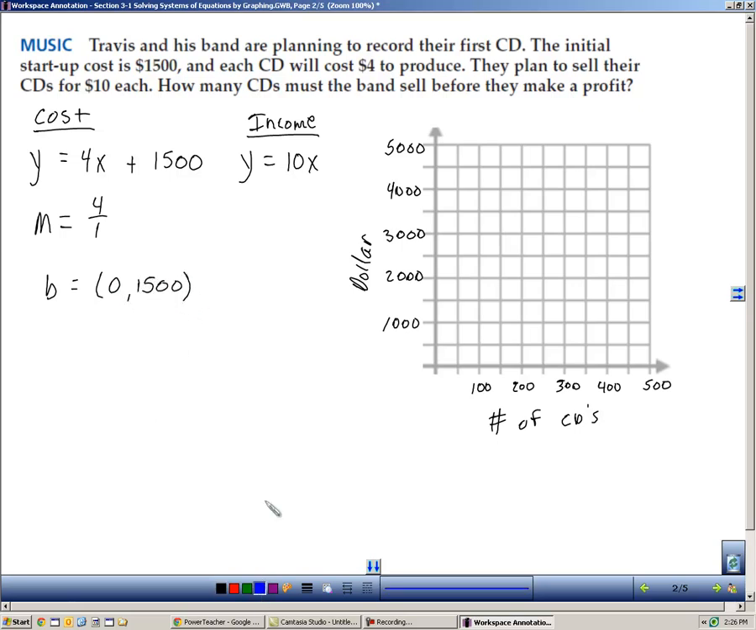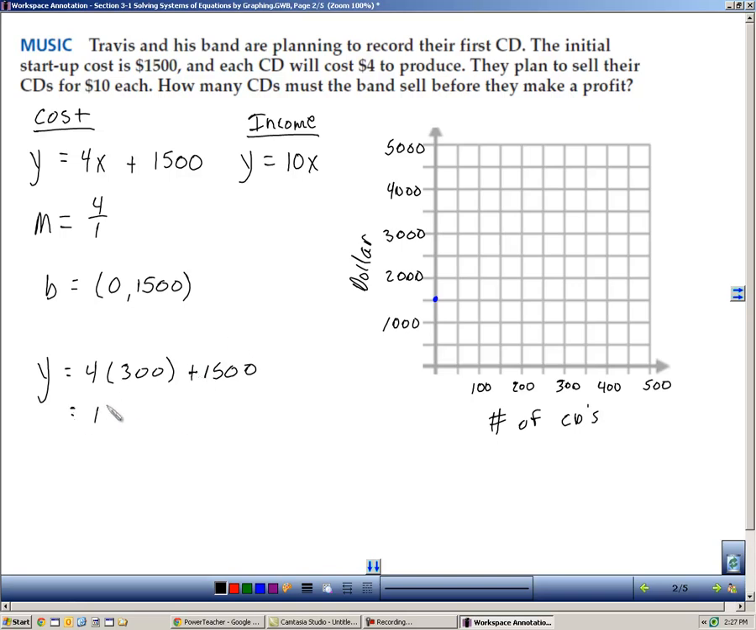Now it's easy enough to find 0, 1,500. That's right here. So that point's easy. Now, doing a rise of 4 over a run of 1 is difficult, especially when we have units that are so big. So it might be a better way to go by simply plugging in an x value and getting a y value. So I'm going to plug in maybe 300 for my x, and I'm going to just find a second point that exists on this line. And that's going to be easier, I think, than graphing the y-intercept.